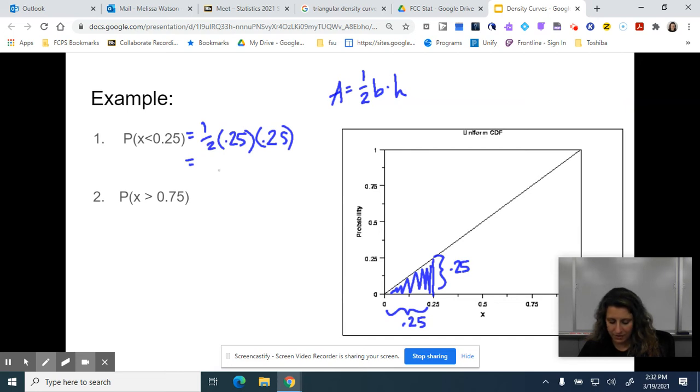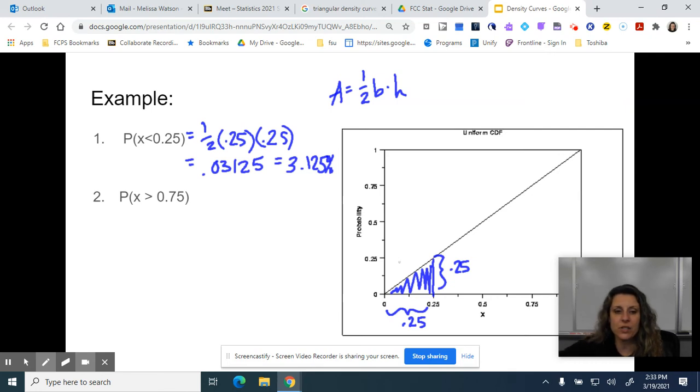If I multiply those, I get 0.03125. And this is a probability, so again, I could write it in any form. So that's the decimal. I could change it to a percentage if I want, 3.125%. And we see that that is a pretty small area, so it makes sense that the probability is small.